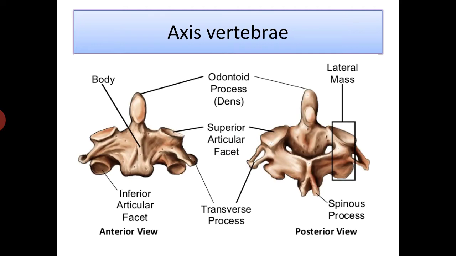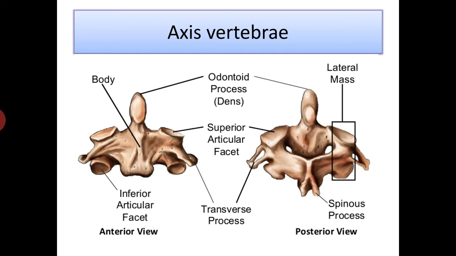Now the axis vertebra. How do you identify the axis vertebra? That is the second cervical vertebra. It is identified by means of the presence of this odontoid process. Okay, so this is the anterior view of the axis vertebra. This is the posterior view, and the presence of this odontoid process will confirm the second cervical vertebra.